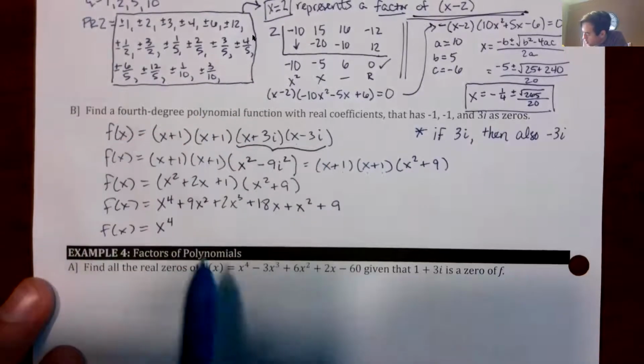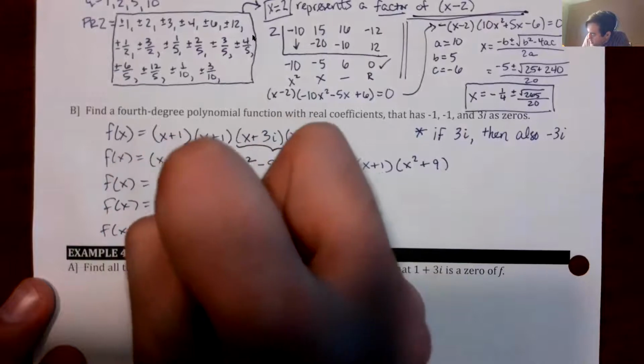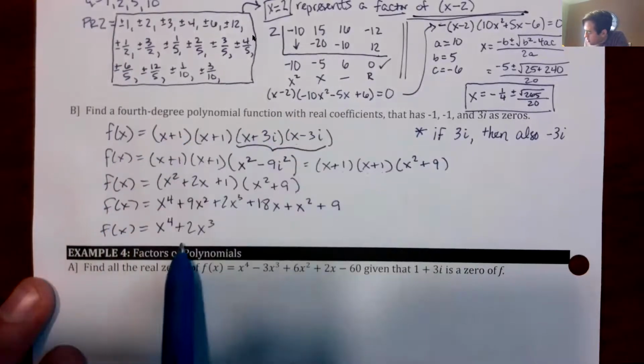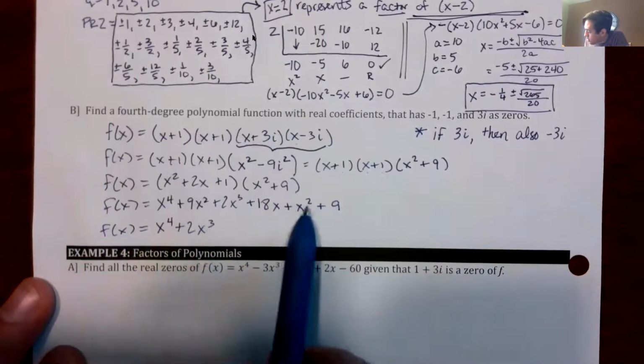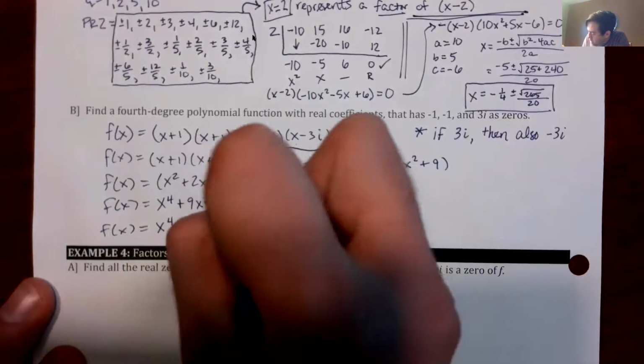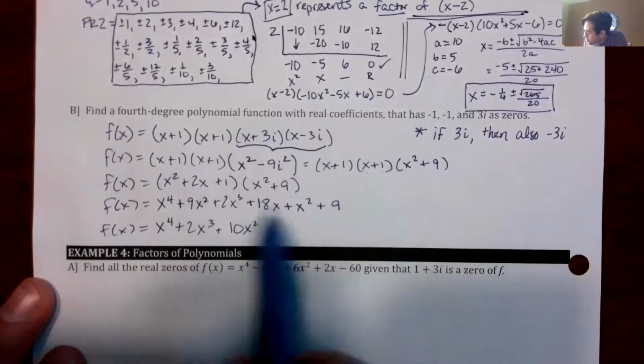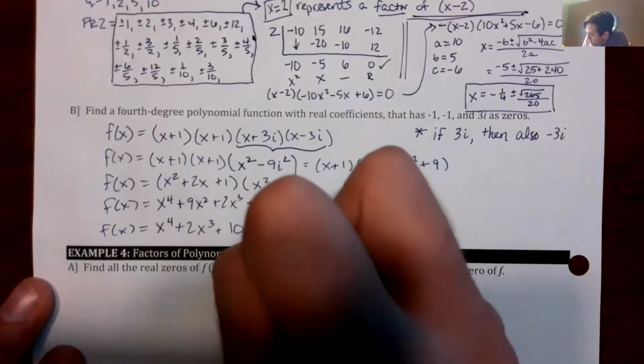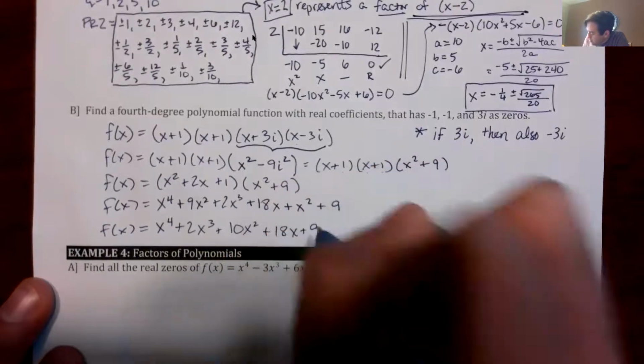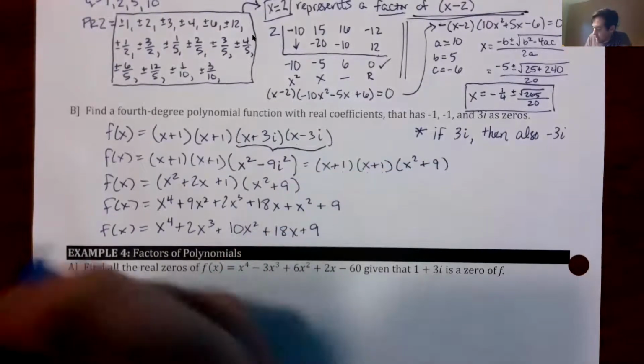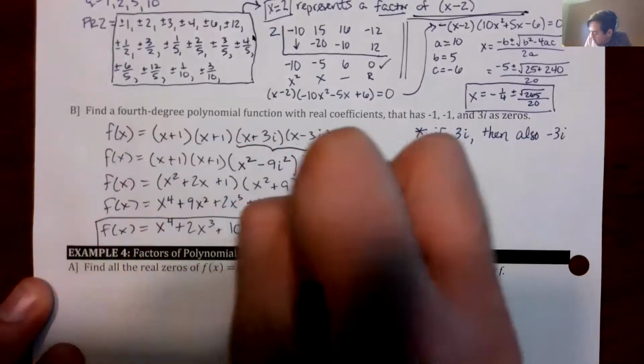There's x to the 4th. We have 1 x cubed term, it's plus 2x cubed. We've got a plus 9x squared, and an x squared is going to give us 10x squared, and then plus 18x plus 9. So that's our standard form with our decreasing exponents. And that's going to have all the zeros we wanted.